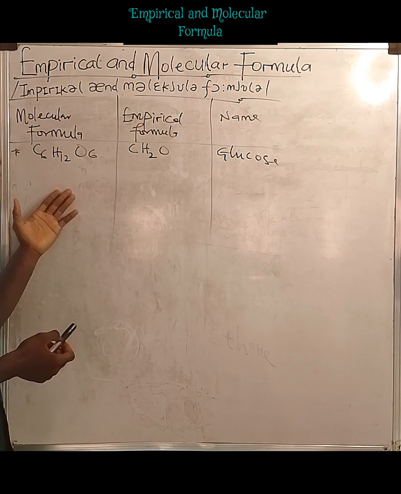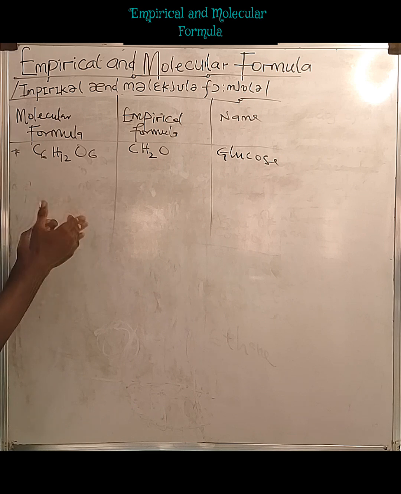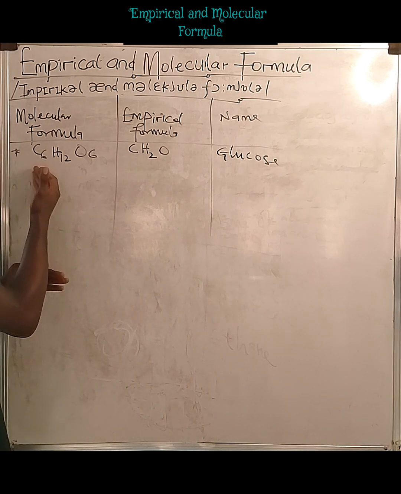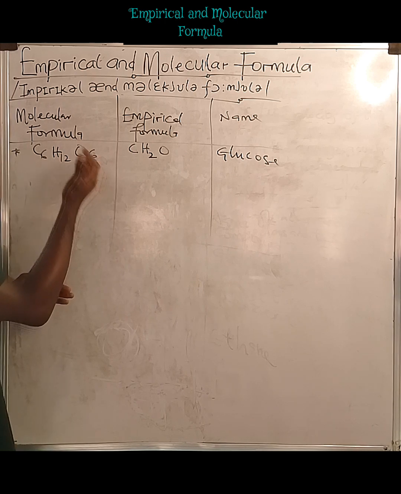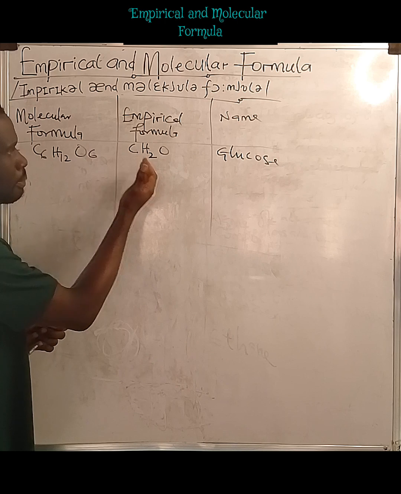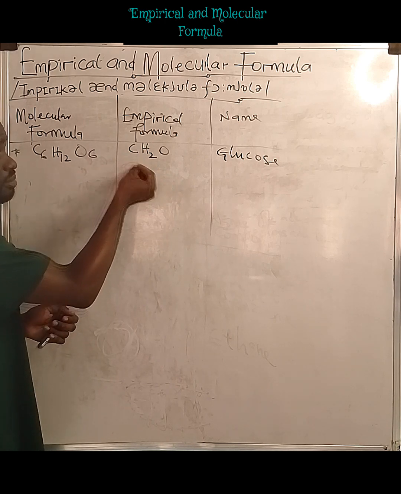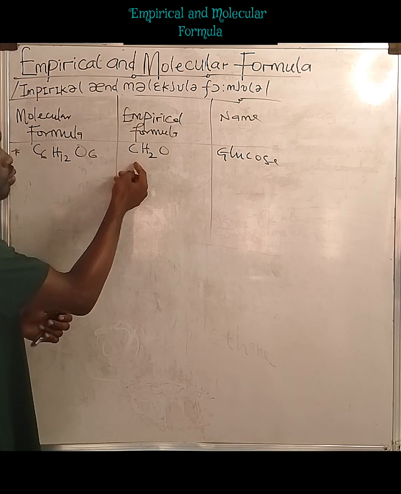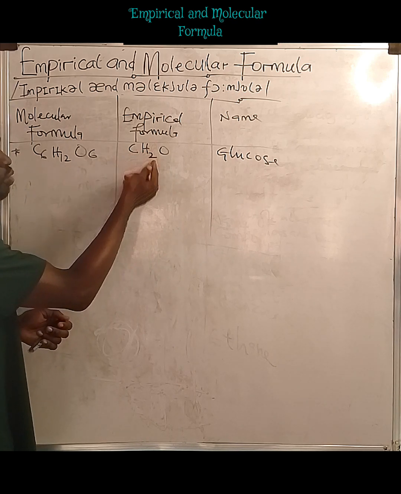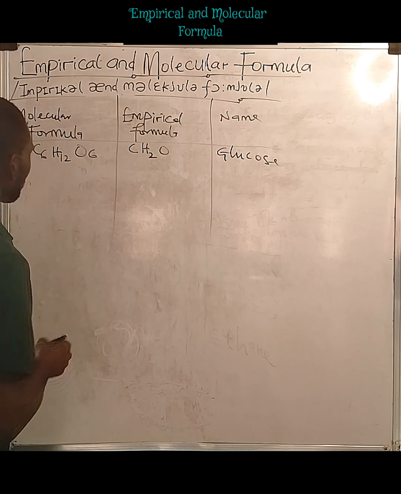Now, why is this molecular formula? It's molecular formula because it shows all the numbers of atoms present in glucose. Glucose has 6 atoms of carbon, 12 atoms of hydrogen, and 6 atoms of oxygen. So it's a kind of sugar. But empirical formula is a simplified formula. It shows the simplified numbers of atoms in the ratio 1 to 2 to 1. So here we have 1 atom of carbon, 2 atoms of hydrogen, and 1 atom of oxygen.